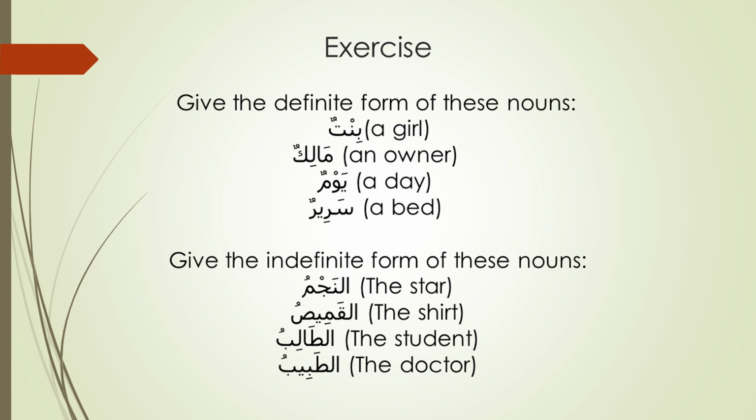Sarirun. As-sariru. If you know your sun and moon letters, it is as-sariru, not al-sariru, as-sariru. So now we have definite nouns. How do we make these now indefinite? An-najmu, which is the star. Najmun. Al-qamisu.